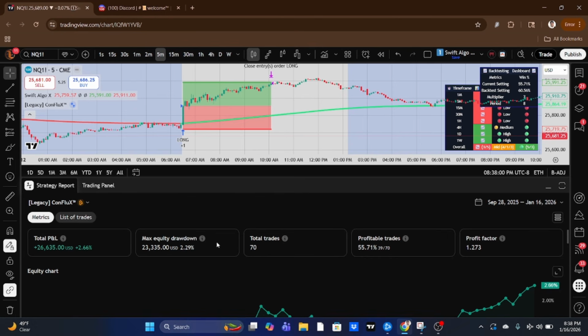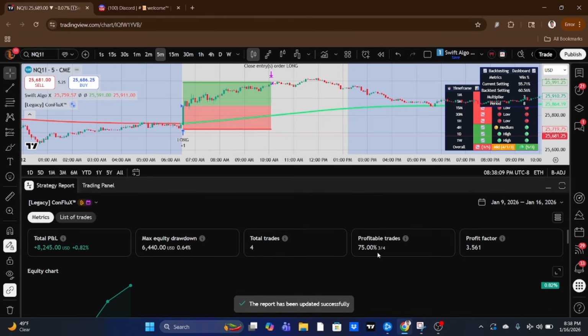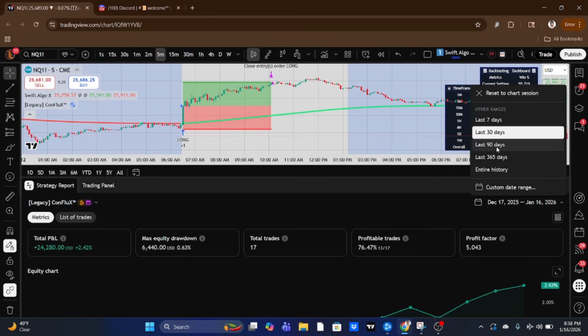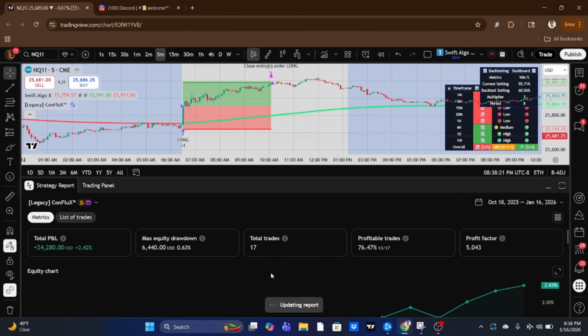And just to show you more of the backtest data on one contract of NQ, if you go back 7 days. So yeah, it's still pretty good. Won 3 out of 4 trades in the last 30 days. See, trade for 1,000 with $6,000 in drawdown over the last 90 days. So 62. So it's been above 60%. So it's actually been performing really well over the last couple of months.